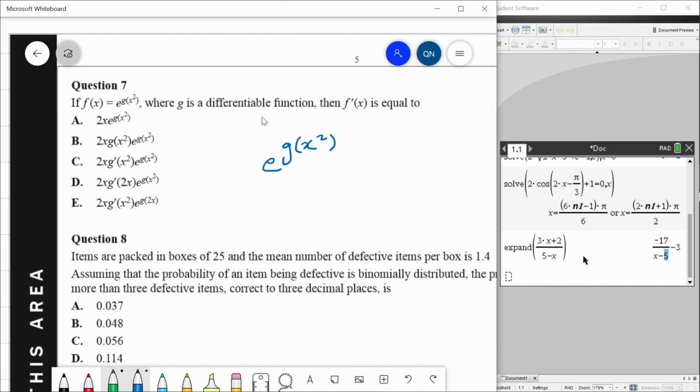So how do you differentiate g of x squared? Well, first of all, the outside there is g. So because g is differentiable, we can just write g prime of x squared. And then you also got to multiply by the derivative of the inside. So this is like 2 layers of chain rule here. So the inside of the inside is the x squared, the derivative of which is 2x. So we want a 2x g prime of x squared, and I think option C does the job over here. And yeah, it can't be E, so it's C.